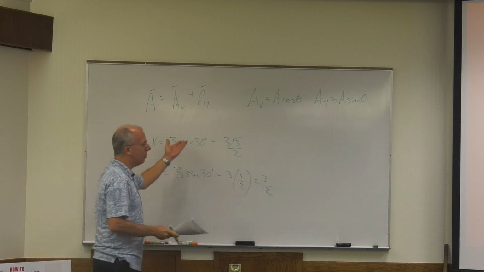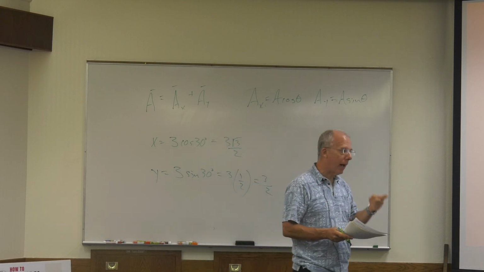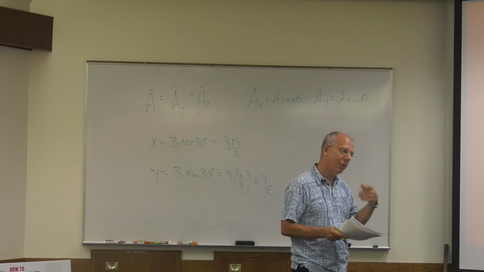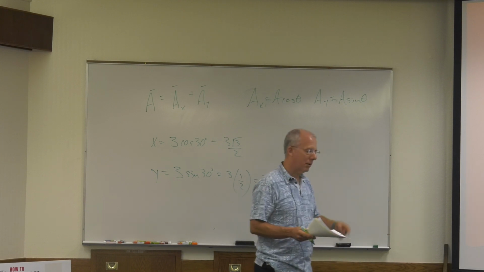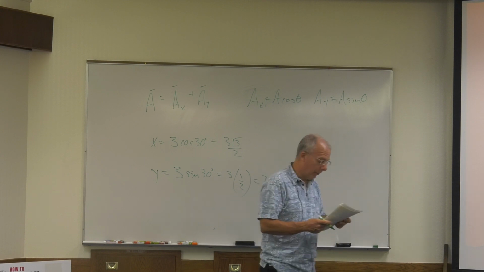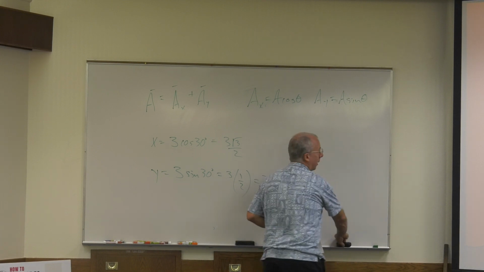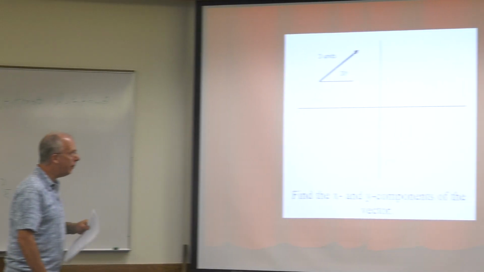So we use 0, 30, 45, 60, 90, 180, 270. We use those a lot, so hopefully you know what the sine and the cosine and tangent are. I mean, we just use them a lot. So anyway. Okay, so there you go. Okay, now do the same thing.